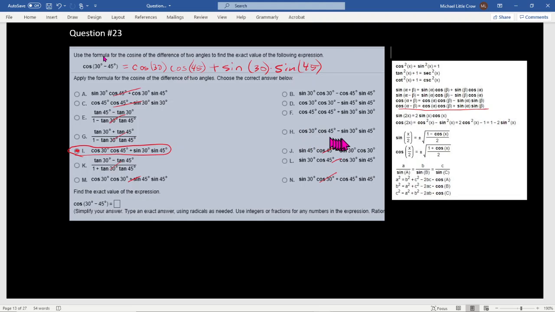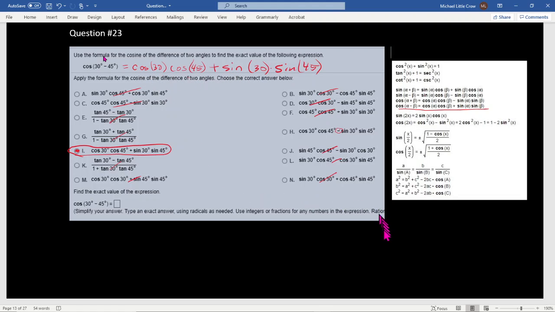Cosine, cosine, sine, sine. This would be correct, but it's got a minus in between, not a plus. It needs to have a plus. And again, each of these, cosine of 45, no, that's not cosine of 30, no. And sine, cosine is a mix. So there's only one correct one there. And then how do we find the exact value? Well, we apply what we know these to be.